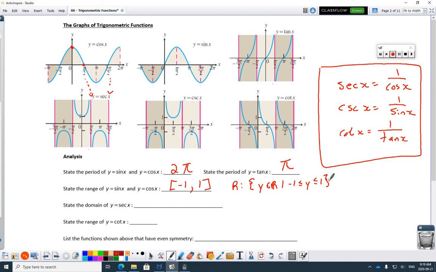Domain of secant. Stating the domain of things with regular asymptotes every so often is very, very difficult when you first see it. Once you see what I'm trying to accomplish, it's pretty straightforward. So the domain, here we go. x is an element of reals such that x cannot equal. Now look at secant. x can't equal pi over 2, 3 pi over 2, 5 pi over 2, 7 pi over 2, 9 pi over 2, 11 pi over 2.